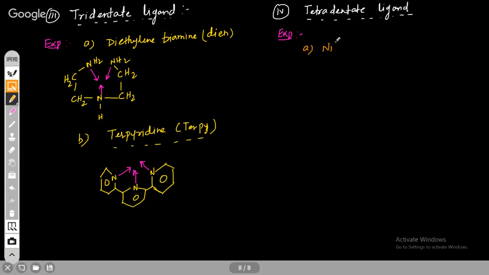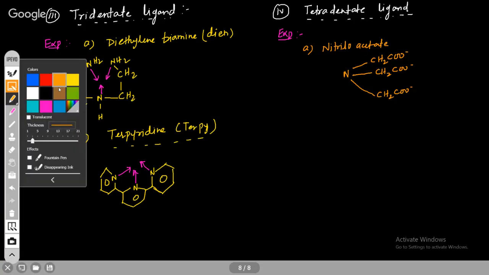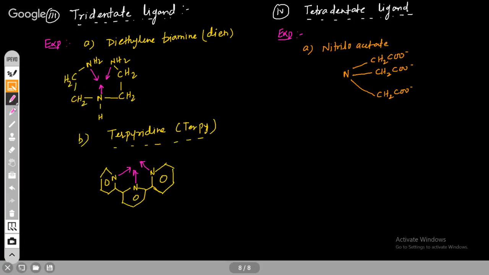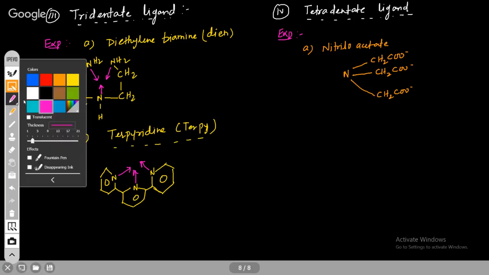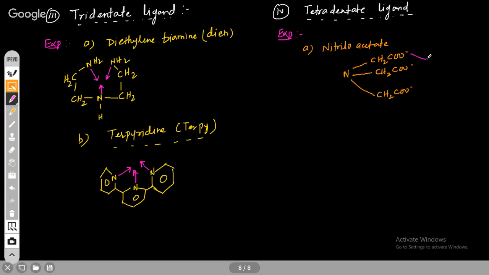The first example here is nitriloacetate. The structure is this N. With this N, there are 3 acetate groups attached. Acetate group is CH2, COO minus. One is this. Another one is again CH2, COO minus. And one more we have CH2, COO minus. Donor atoms here: this oxygen is 1, this oxygen is 2, this oxygen is 3, and the fourth one is this nitrogen. All these are 4 donor atoms. Correct? Nitriloacetate.